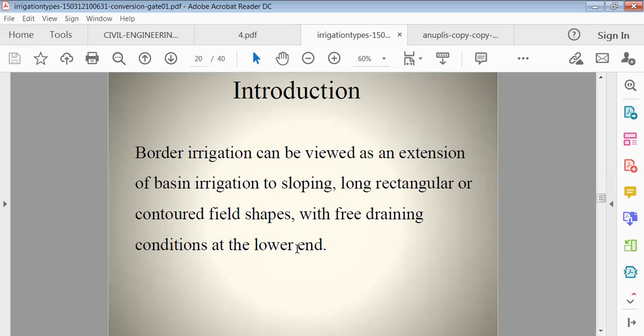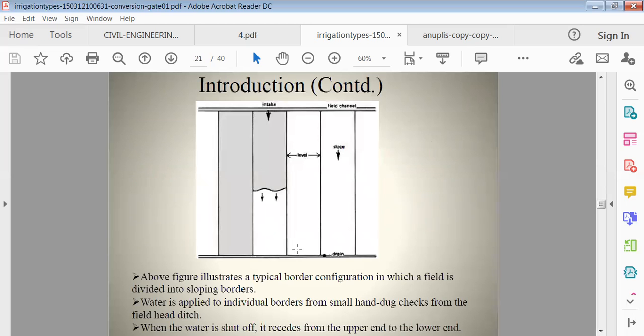So it is mainly applied where there are sloping, long rectangular or contoured field shapes with free draining conditions at the lower end. That means water doesn't get locked for a longer time.